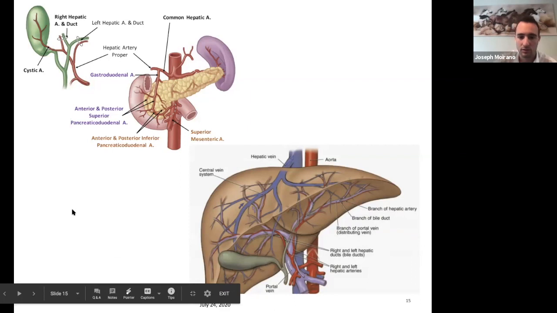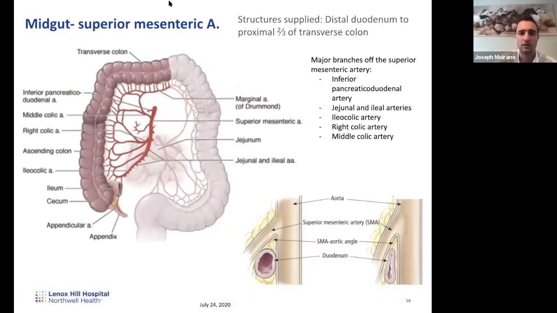Okay, perfect. So we're going to keep going from there. The next thing we're going to be talking about here is the midgut. The main thing with the midgut is it's going to be supplied by the superior mesenteric artery. And there's a couple different branches off the superior mesenteric artery, and that's going to be the inferior pancreaticoduodenal artery. That's what we talked about before when we were looking at the pancreas on the last slide. And it's important to remember that that inferior pancreaticoduodenal artery is going to be making an anastomosis with the superior pancreaticoduodenal artery as well. And then you'll have the jejunal arteries here as well, ileocolic, right colic, and middle colic.